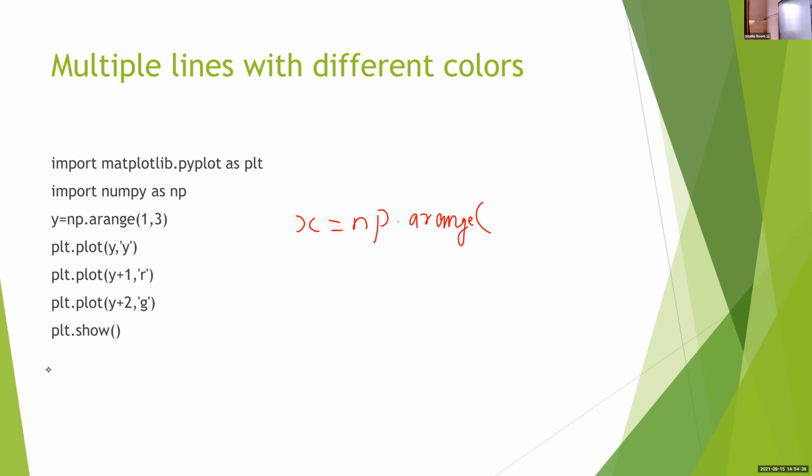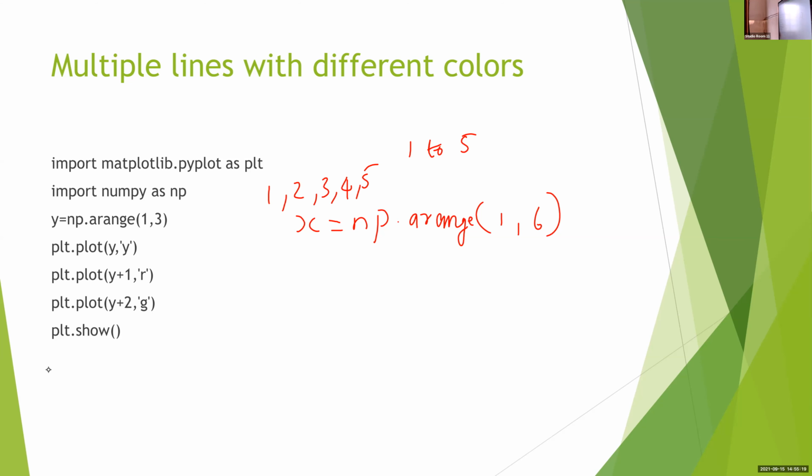Which are the values of x, Evelyn? 1,6. That is, the values are 1 to 5. So if we want to store the values 1 to 5 using the arange function, you have to give 1,6. The values start from 1 and end at 6, but the stop value is not included. So the values stored here are 1, 2, 3, 4, 5.